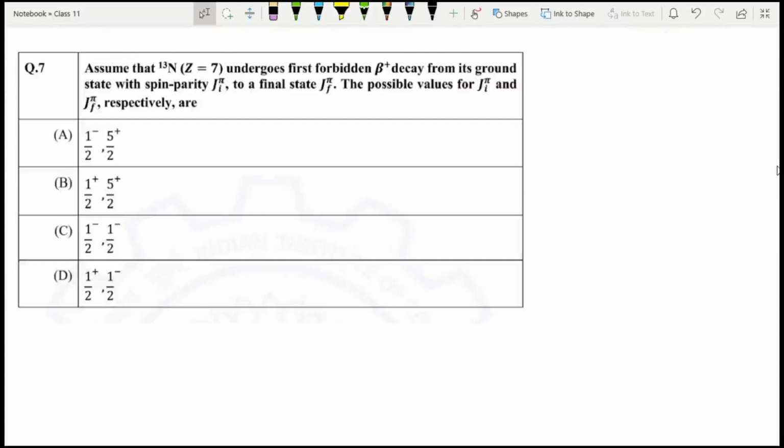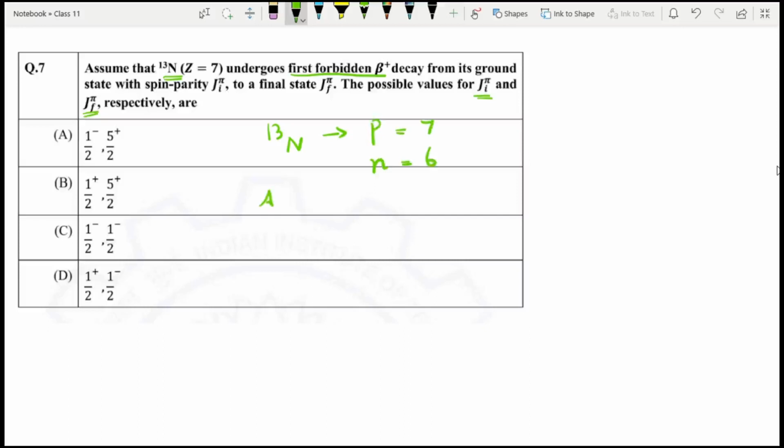Assume that 13N undergoes first forbidden beta plus decay from its ground state with spin parity J initial pi to final state. The possible values of initial state and final state respectively are. So in this question they have taken a nitrogen, and this nitrogen undergoes a first forbidden transition. They have asked us to find the J and parity value of the initial state and also the final state. So for 13N, the total number of protons is 7 and neutrons is 6.